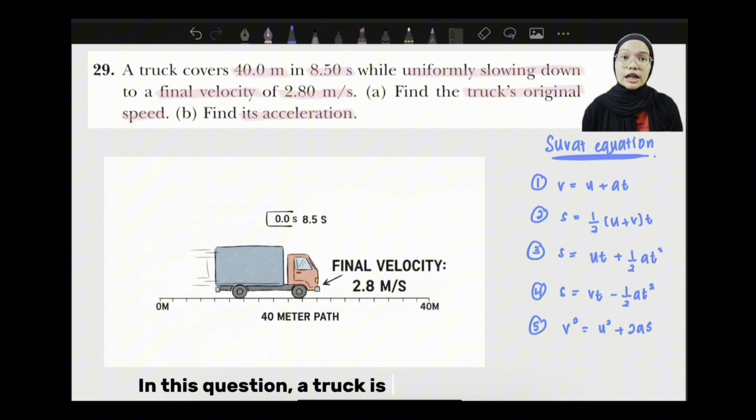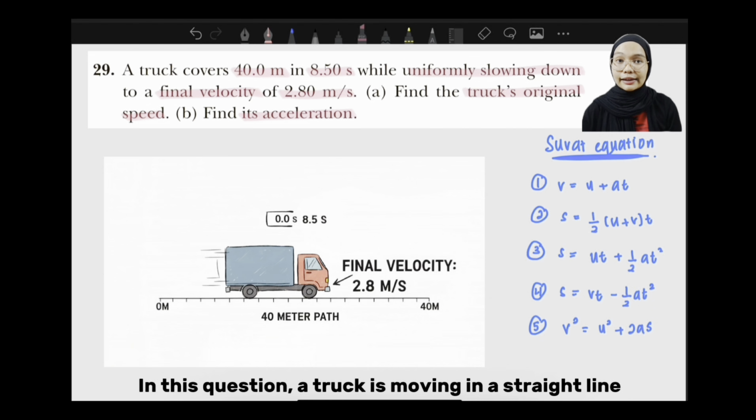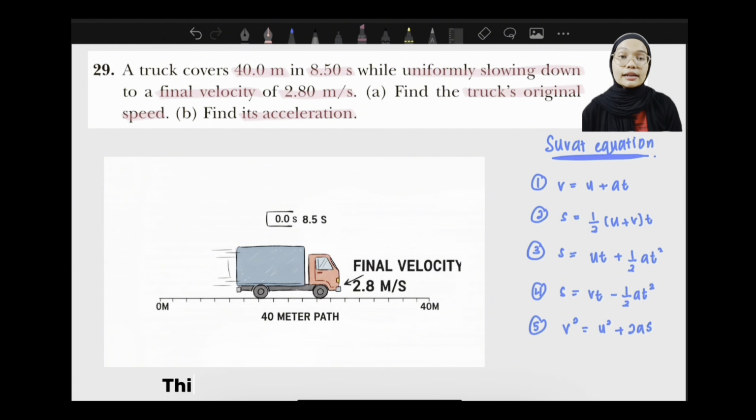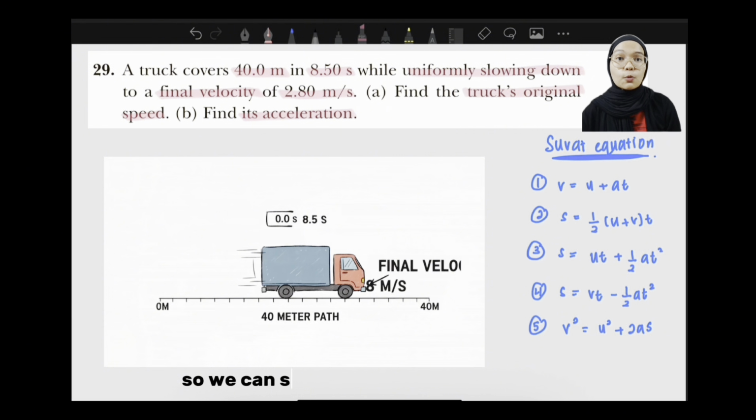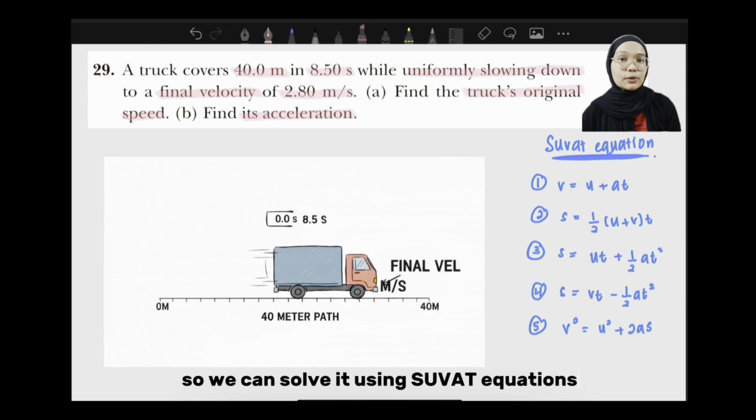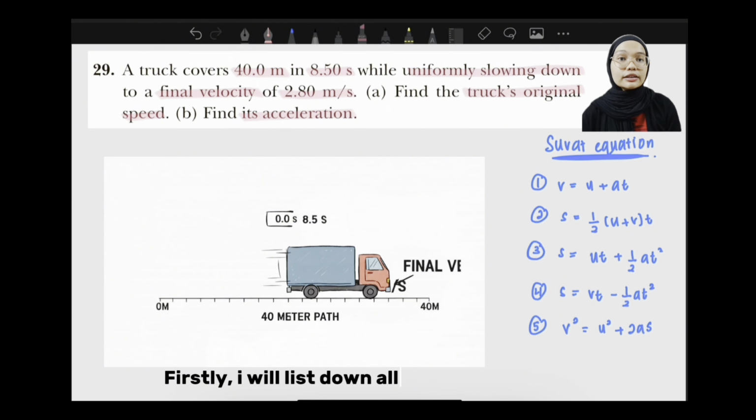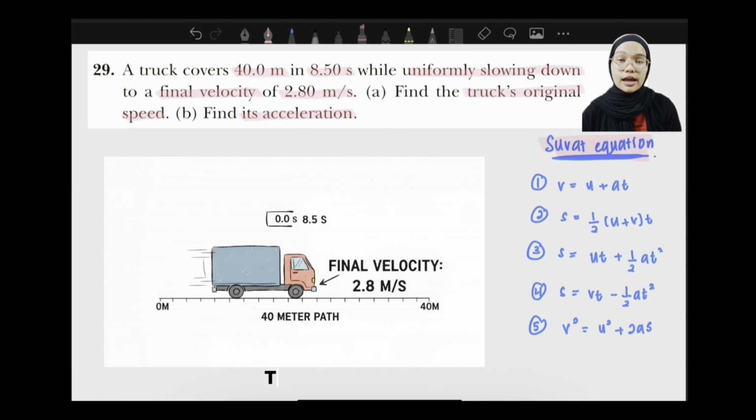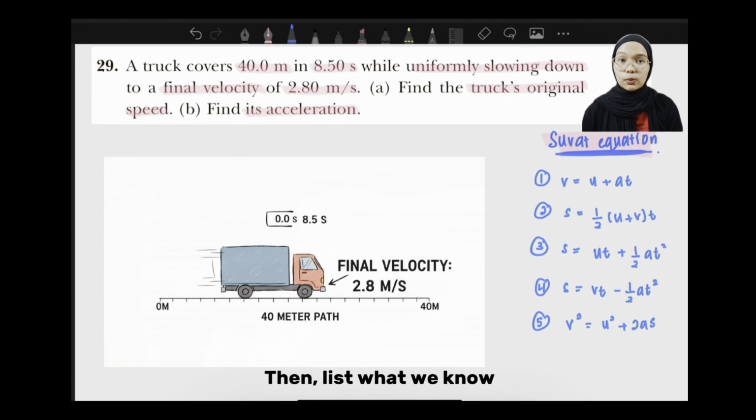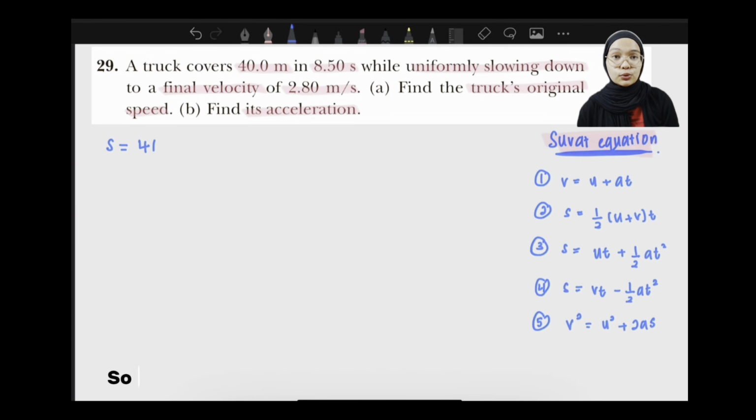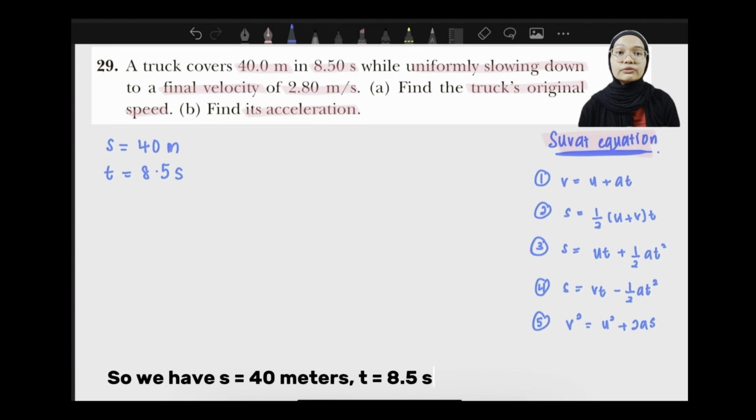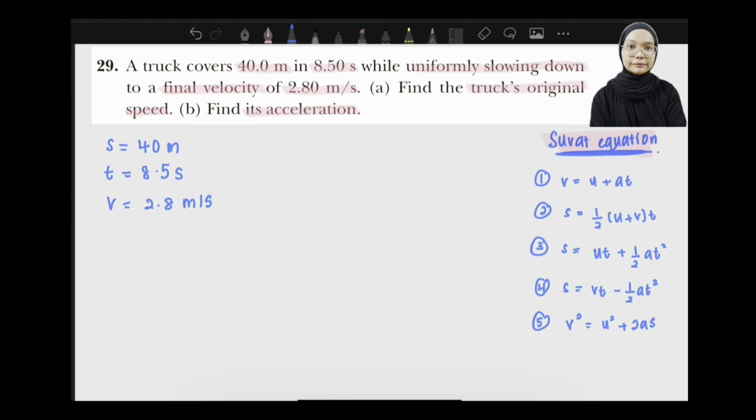In this question, a truck is moving in a straight line and slowing down uniformly. This tells us that the acceleration is constant, so we can solve it using SUVAT equations. Firstly, I will list down all the SUVAT equations. Then list what we know. The initial velocity and acceleration are unknown. So we have S equals 40 meters, T equals 8.5 seconds, and V equals 2.8 meters per second.